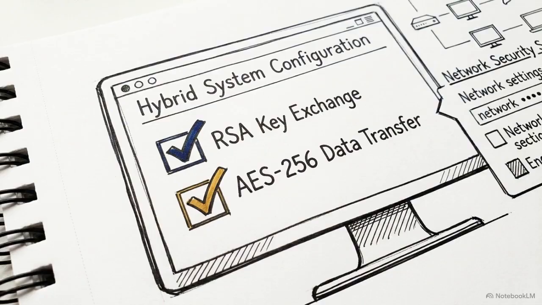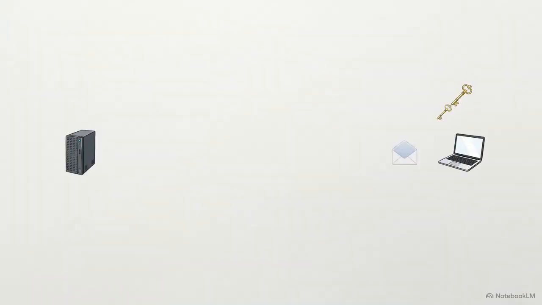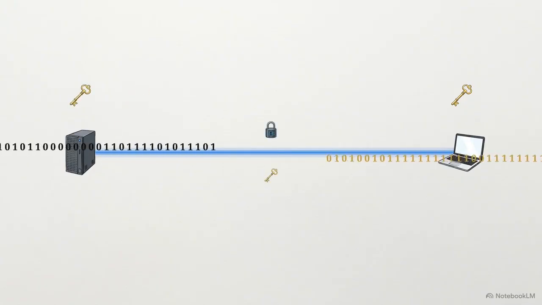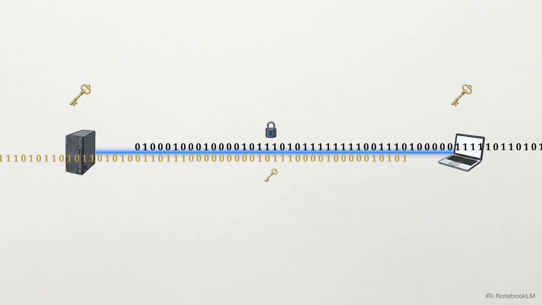Because asymmetric encryption is computationally demanding, we typically use hybrid encryption systems. Protocols like HTTPS use RSA to securely exchange a one-time session key, and then use that key with a symmetric algorithm like AES for high-speed data transfer.